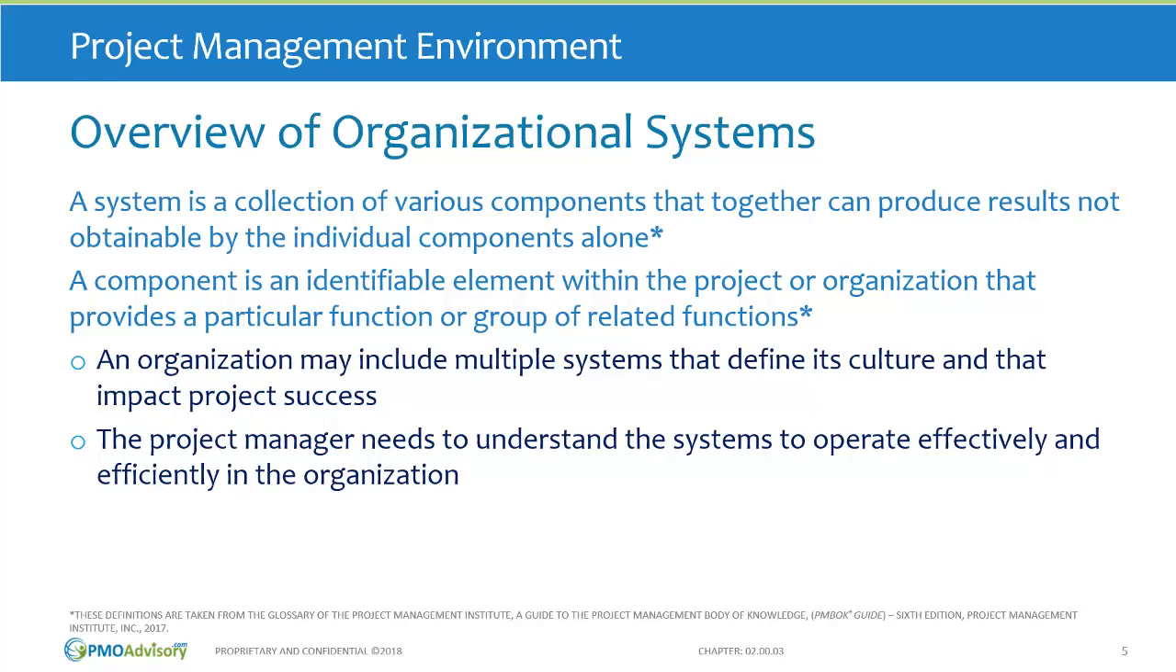What is a system? A system is a collection of various components that together can produce results not obtainable by the individual components alone. And what is a component? A component is an identifiable element within the project or organization that provides a particular function or group of related functions.